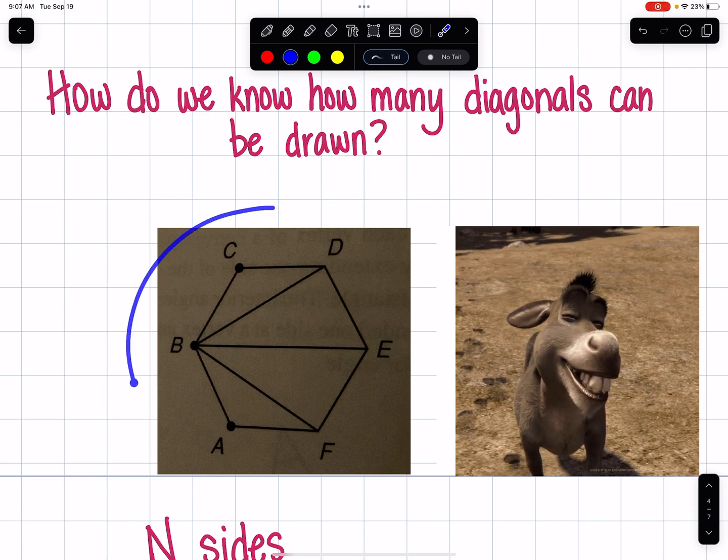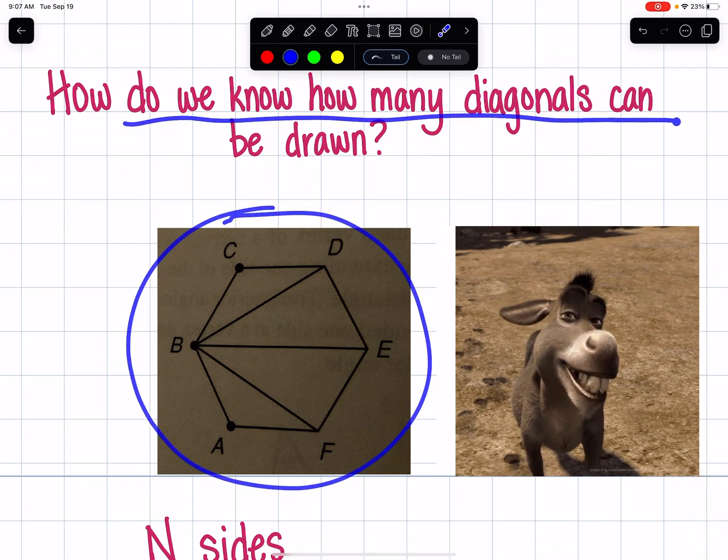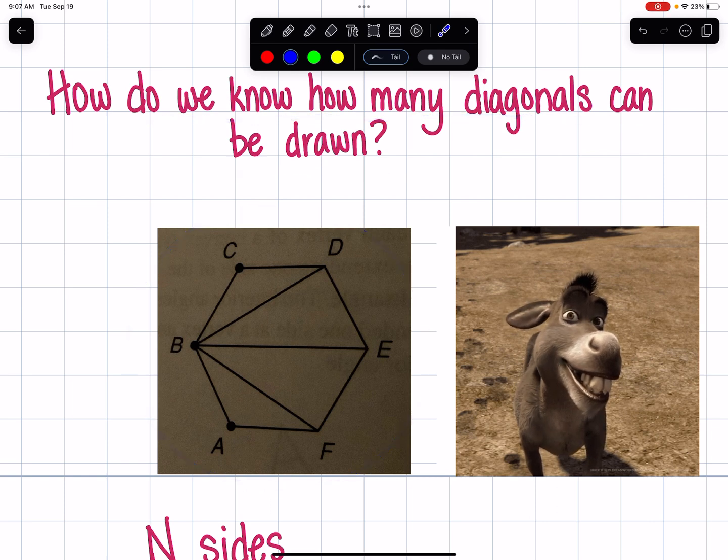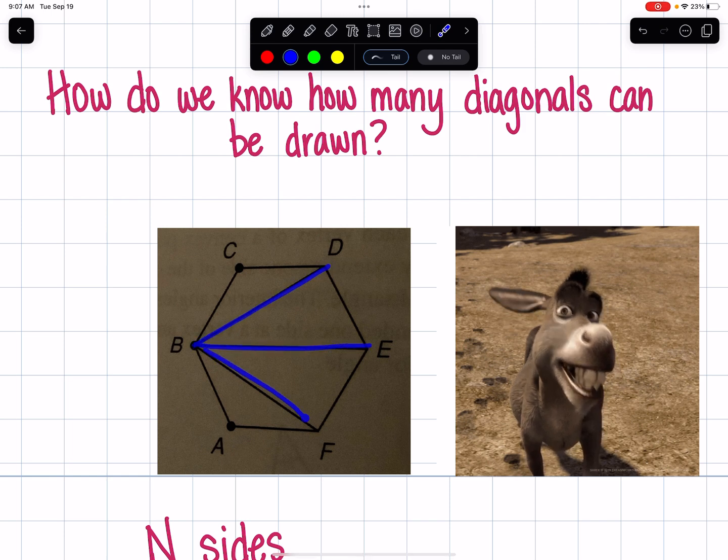Okay, let's look at this shape. And the question is, how do we know how many diagonals can be drawn? And here's a way to do it. Let's say we're starting with the letter B and we're going to draw diagonals that all emanate from vertex B to all of the other vertices. So if you do that, you actually don't need a diagonal to C because that's just the outside of it. You don't need a diagonal to A because that's just the outside of it. And you don't need a diagonal to itself because it's itself. So the only diagonals you can emanate from B go to D, E, and F.